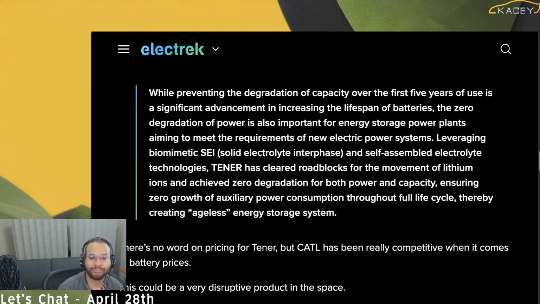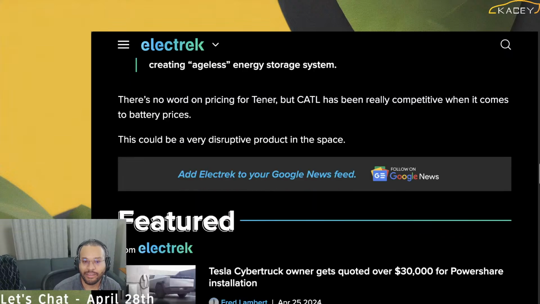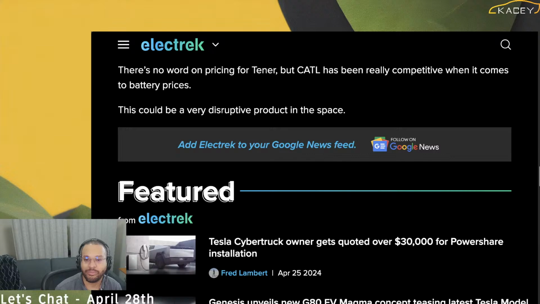This is pretty cool. Of course, we'll need a third party to verify this, and it's going to take 5 years to know for sure. Like, hey, yeah, 100%. But we can get some scientists and labs to accelerate aging on it and see how that does. There's no word on pricing for Tenor, but Cattle has been really competitive when it comes to battery prices. This could be a disruptive product in the space. Yes, it could, and I am all about it.